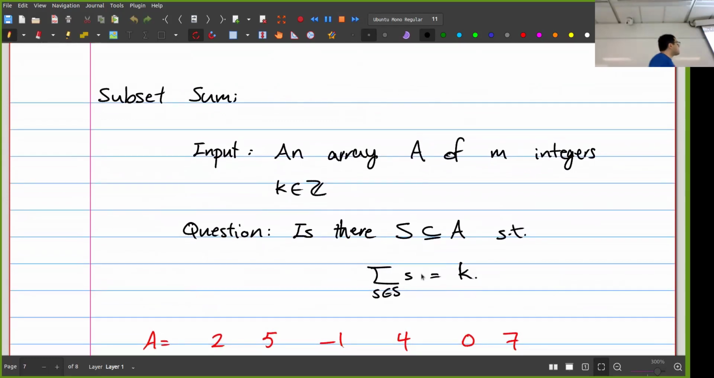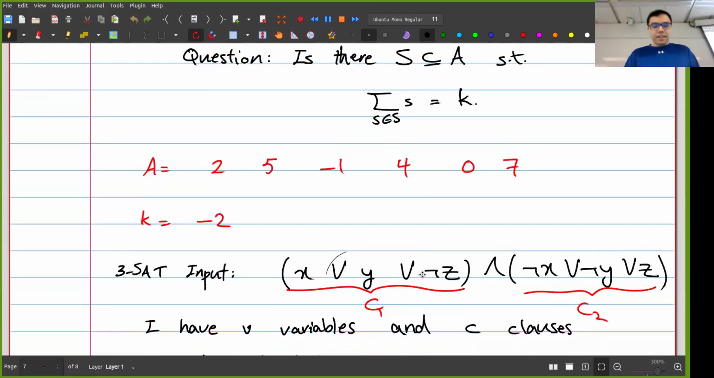This is the problem of subset sum. I have an array of integers and I have some integer k. And the question is, can I choose a subset of my array such that the elements that I choose sum up to this desired value k? Okay, so the question is whether I can get a sum that is equal to this desired value.